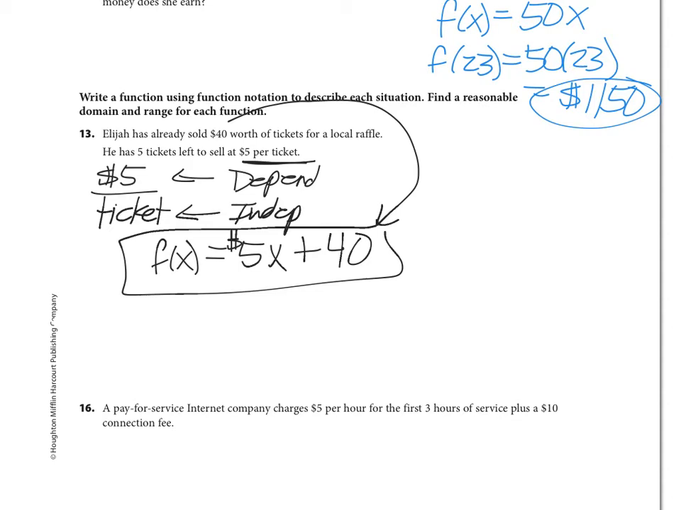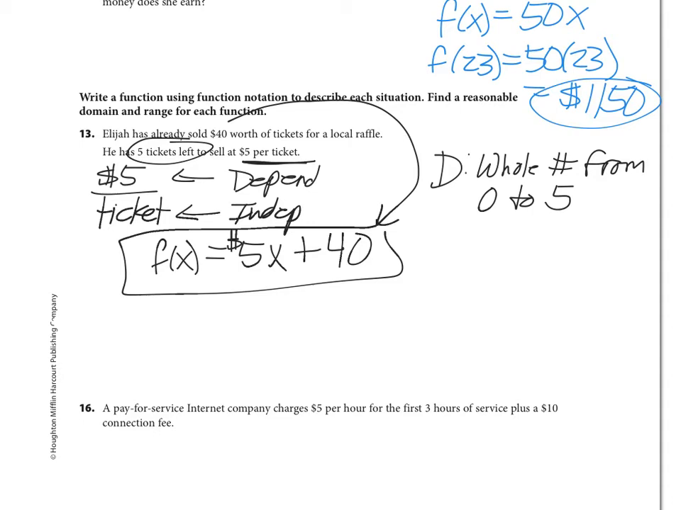Now it says find a reasonable domain and range. Okay, so our domain is from what? 0 to 5. Now why 5? Because he only has 5 tickets left to sell. Okay, now remember we can't sell a partial ticket, so we would say whole numbers from 0 to 5.